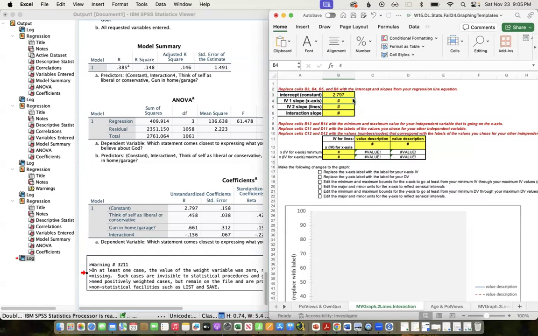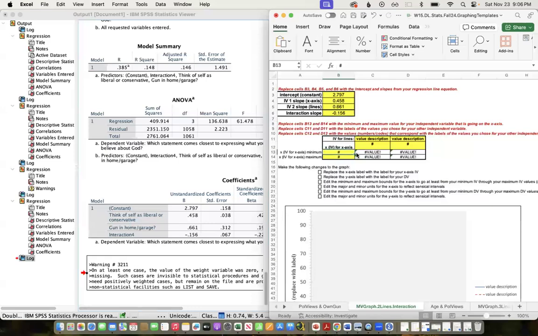For this, I don't have a choice about which to use, because own gun is an indicator variable. It's either 0 or 1. So I'm choosing to do 2 lines, for not owning a gun or owning a gun. That's why I chose this one. My x-axis is going to be poll views. So for the x-axis, I'm putting the slope for poll views, and for the lines, I'm putting the slope for the own gun indicator.